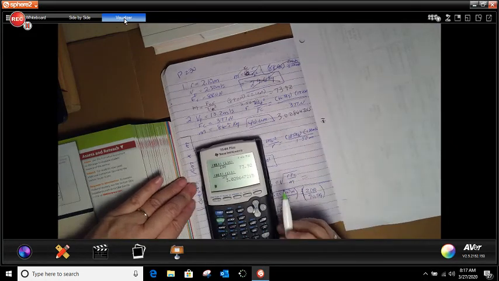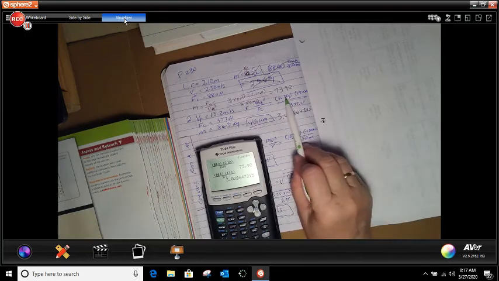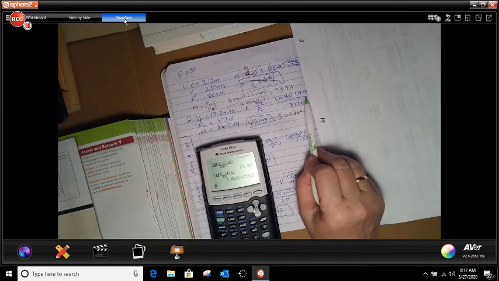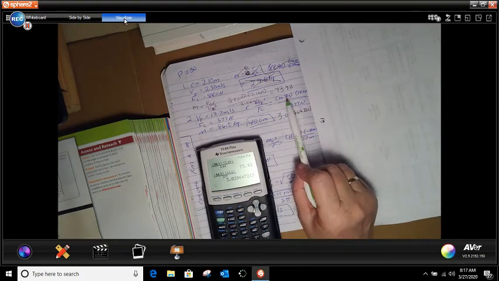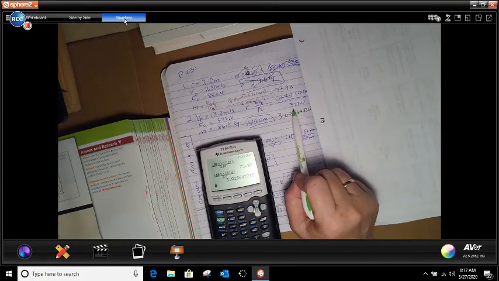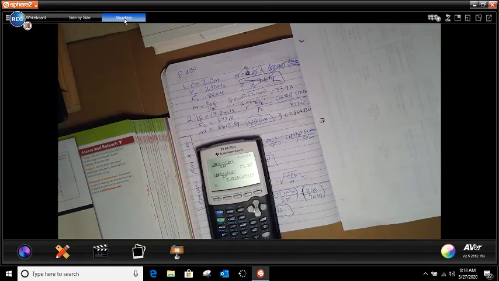So the answer to that question is 3.028647215. But here's the thing. This is in kilograms, this is meters per second, and this is newtons. And so I think, based on that information, what do you think our units are?